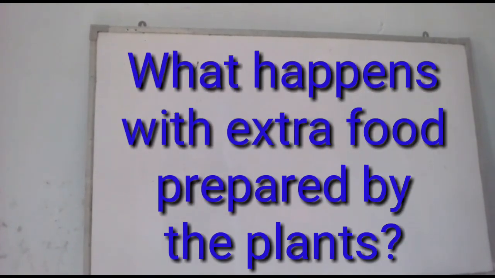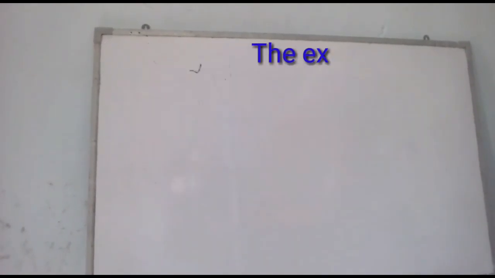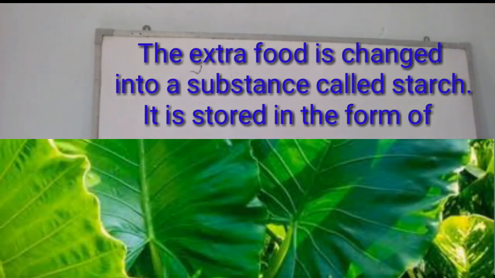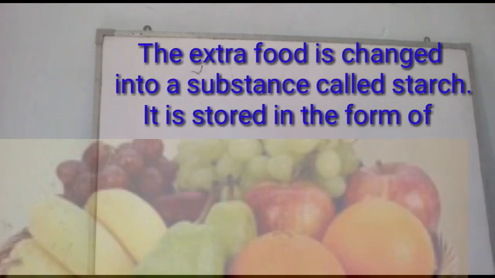What happens with the extra food that the plant has? The extra food is changed into a substance which is called starch, and this starch is stored in the leaves, stems, fruits or seeds.